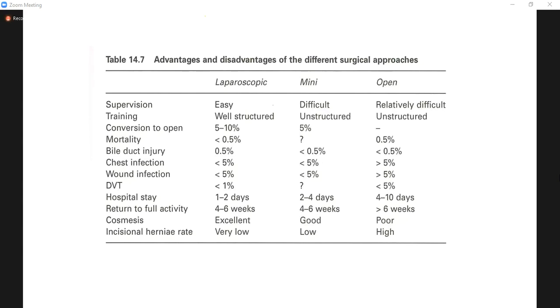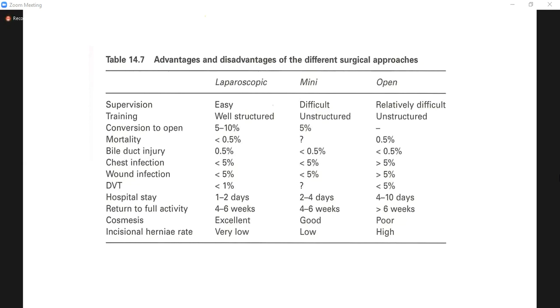But for you to do these day case operations, you should have a lot of good backups. You should have telephone facilities, and they should have transportation facilities, so that with any problem they can come back to the hospital very quickly. But in our setup, it's very difficult to do that. You should know that hospital stay in laparoscopy is very few days, but in open surgery it is quite long.